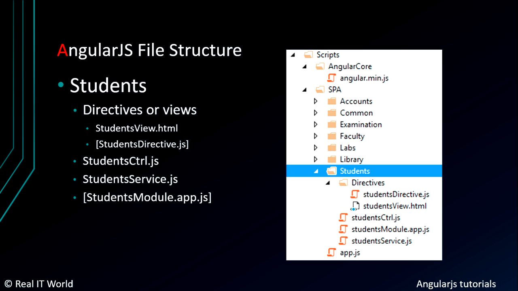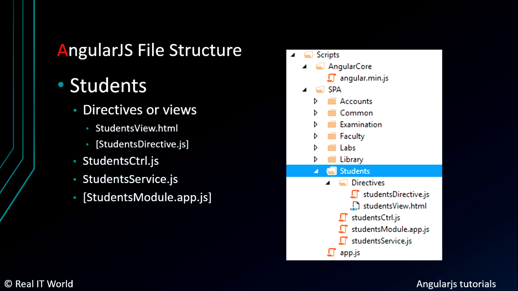Under the students module or feature, we are going to have a directives folder. In that directives folder, if you want, you can create students directive.js and students view.html. If you are creating a directive, you are going to include your HTML file as a directive. Then students controller, students service and students module.app.js. This is how our file structure is going to be in an AngularJS project inside a module. This is how we will separate our files.